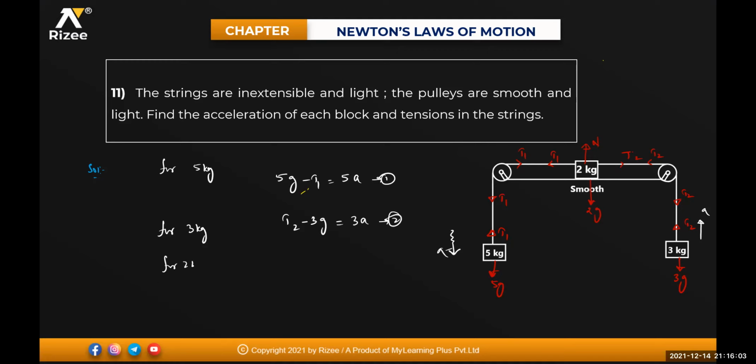For your 2 kg block, the block is moving in the negative x-axis, so it is T1 minus T2 equal to 2 into a, because this is moving in this direction, this is moving in this direction. So it is T1 minus T2. This is your equation number 3.